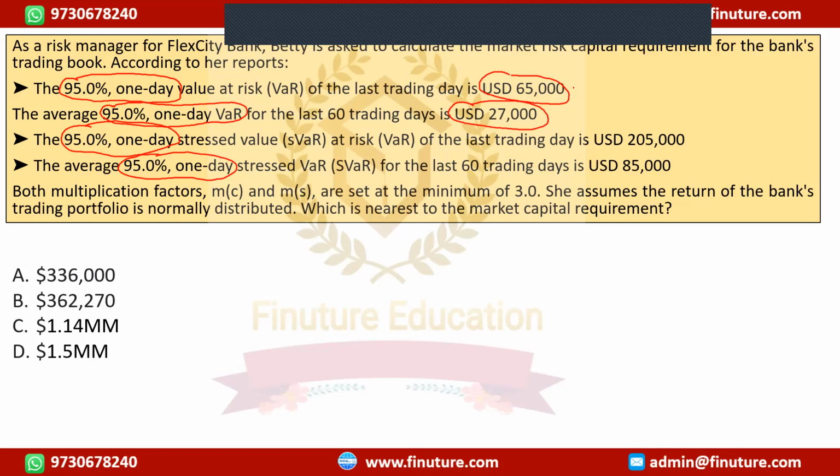So this first pair is for normal VaR, and this one-day and average information is for stress time. These are the two sets of information we have been given, and we have been told that the multiplication factors for the normal scenario and the stress scenario are three. She assumes the return on the bank's trading portfolio is normally distributed because of course you have to use the corresponding Z values. That's why it's important that the distribution is normal.